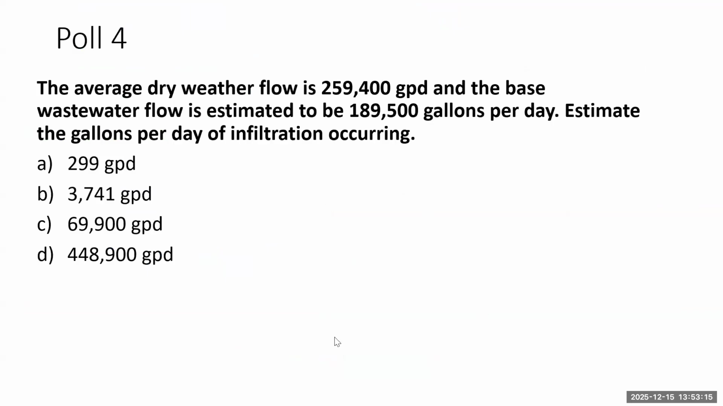And we're going to give you a chance to calculate that. We have a problem here that says the average daily dry weather flow is 259,400 gallons per day, and the base wastewater flow is estimated to be 189,500 gallons per day. And we want to estimate the amount of infiltration.